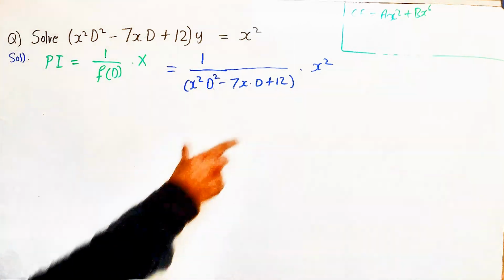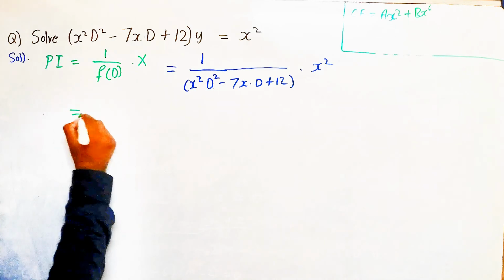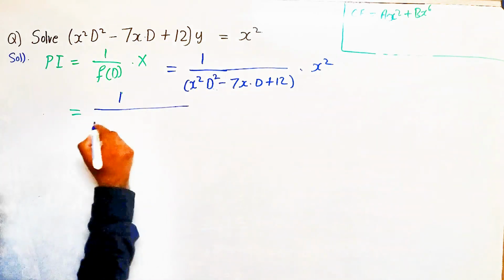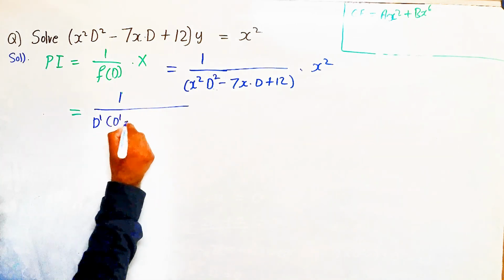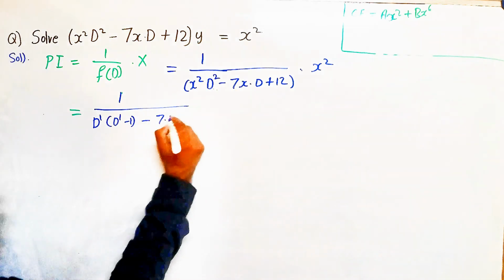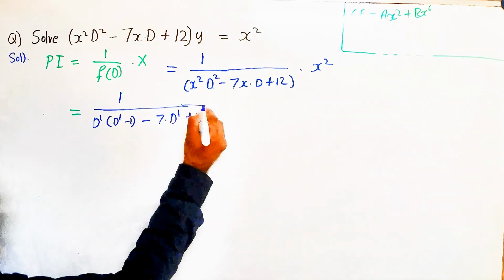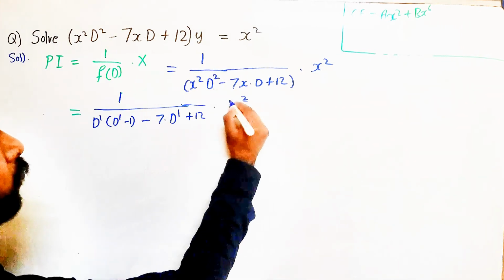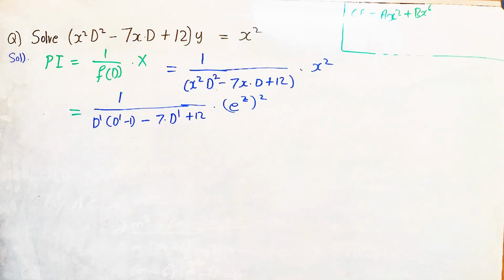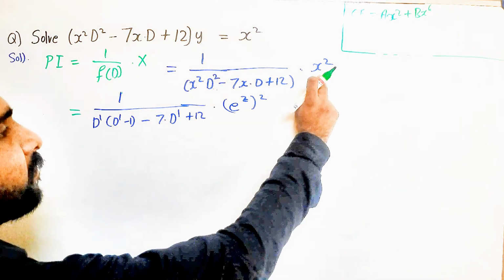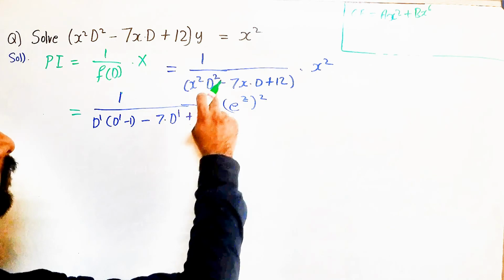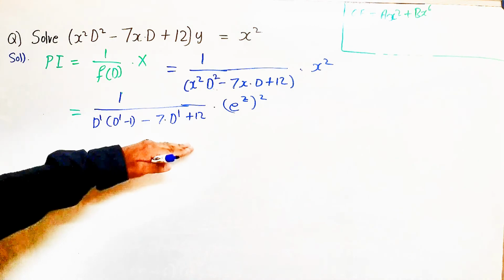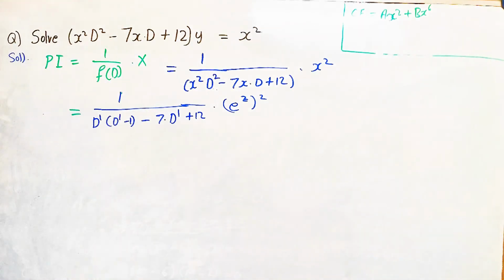Also, we have to replace the terms here. So by replacing the terms, we can write this as 1 by d dash into d dash minus 1 minus 7 into d dash plus 12 into e to the power of z whole square, because we know x is equal to e to the power of z, and x square d square is equal to d dash into d dash minus 1 and xd is equal to d dash, as we mentioned in the beginning of the problem. Just replace the values.